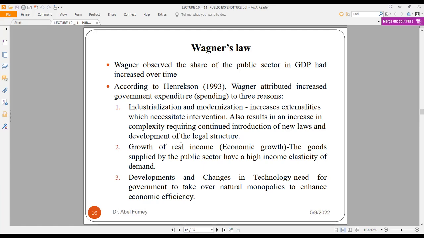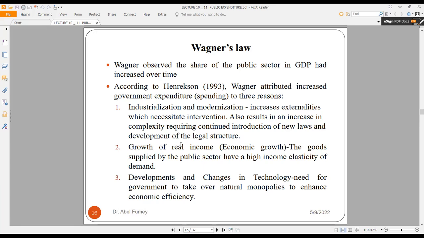So whenever there's a growth in real income, our incomes are increasing, and as a result, the government will have to produce more goods and services to meet the demand for those goods. So growth in real income is also another cause of the increase in government spending. And then development and change in technology.